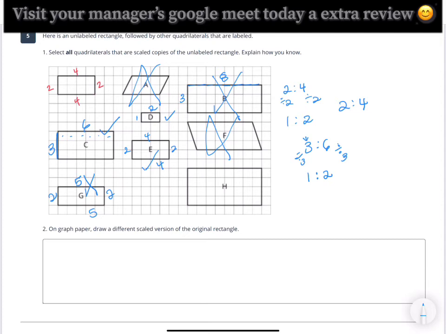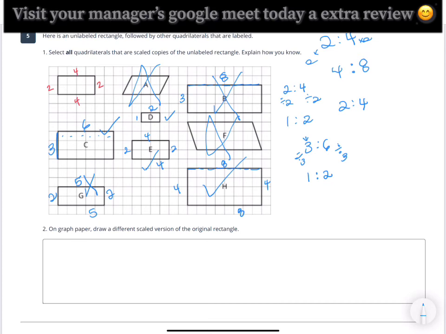Now let's look at H. H is 1, 2, 3, 4. 1, 2, 3, 4, 5, 6, 7, 8. And this is 4, 8, 4, 8. And judging from the original ratio, is there something that I can multiply 2 by to get the 4? And that is absolutely correct. I can multiply both sides by 2. Since they're multiplied by the same number, which would be considered the scale factor, it is a scale copy.